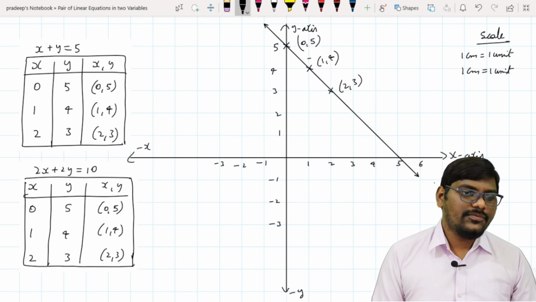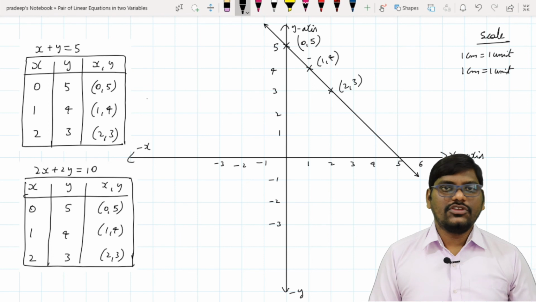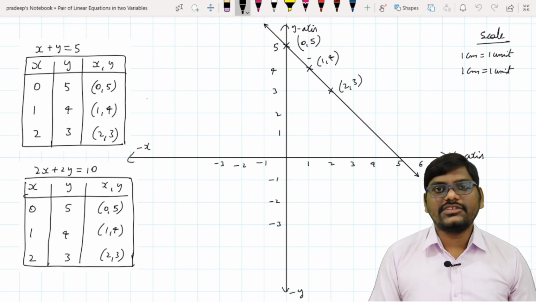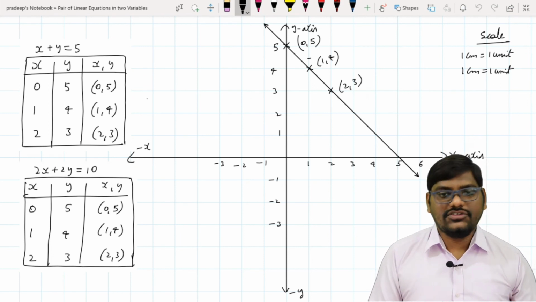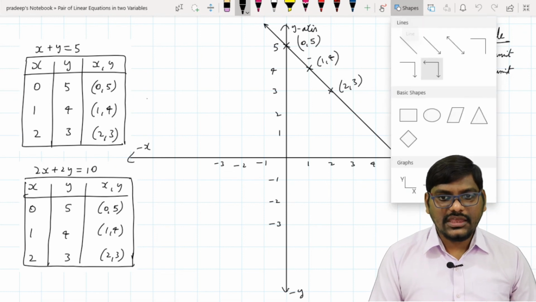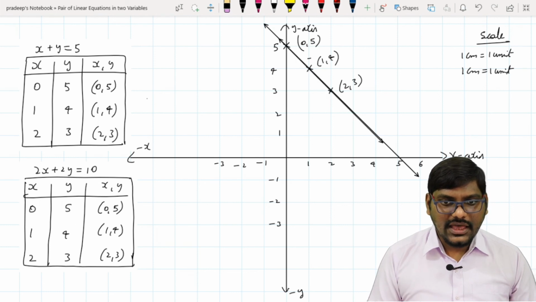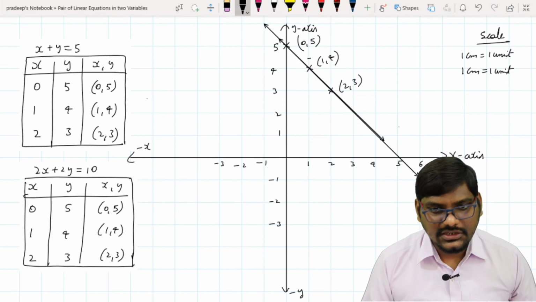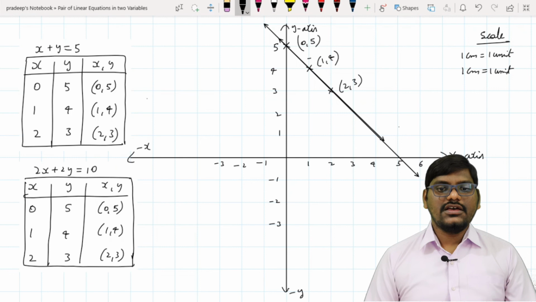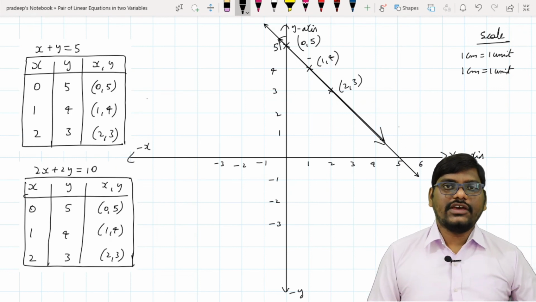So you would observe this table and this table are exactly looking the same. So the values are exactly the same as the first equation values. So that is nothing but one line lying on the other one. So I'm just making one line on the other. See, one line is passing through the other line. Okay, so this sort of lines are coincident lines.